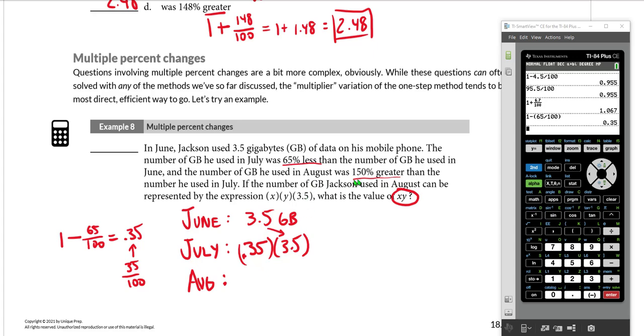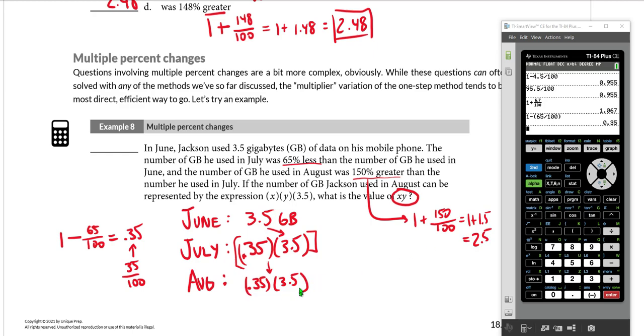Now in August, what we are going to do is we are going to increase the amount that was used in July. So this is the amount used in July, 0.35 times 3.5, and we are going to increase that by 150%. Well, again, multiplier there is going to be 1 plus 150 over 100. 1 plus 150 over 100 is going to be 1 plus 1.5. I could do that in the calculator. If you need to, that's fine. 1 plus 1.5, which equals 2.5.